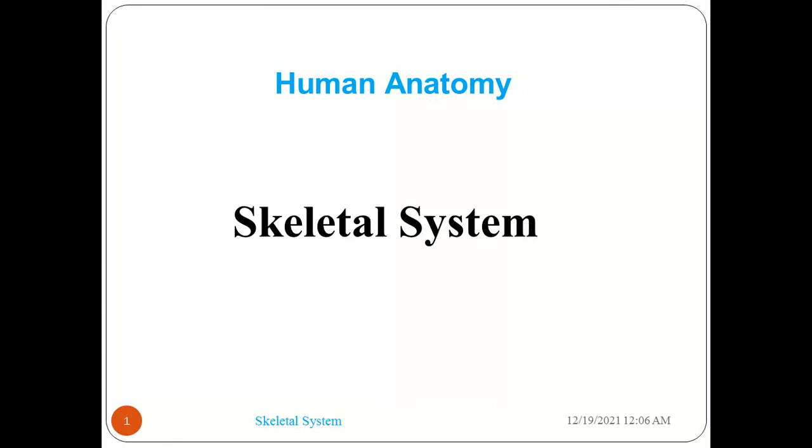This is the human anatomy course. Now we have reached the skeletal system, which is chapter 3. Chapter 1 is about introduction of human anatomy. Chapter 2 is about cells and tissues. Chapter 3 is about skeletal system.